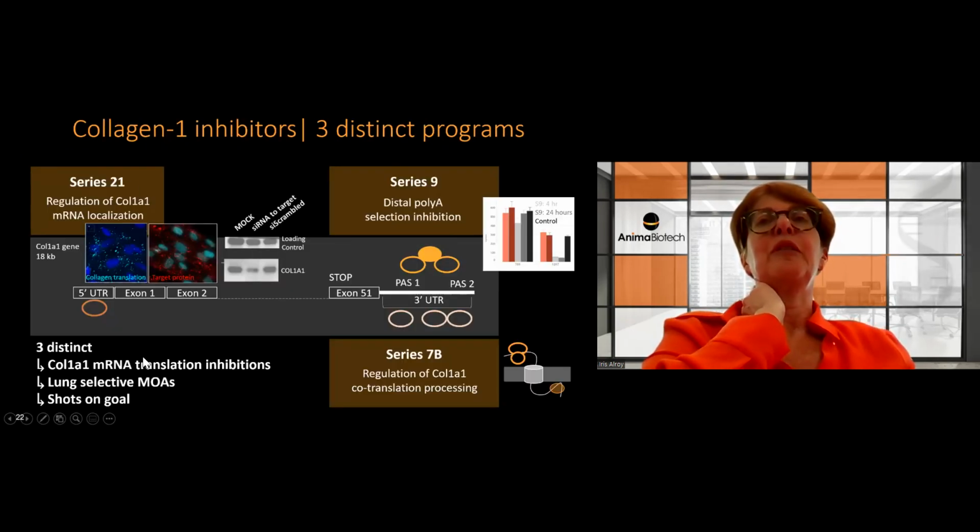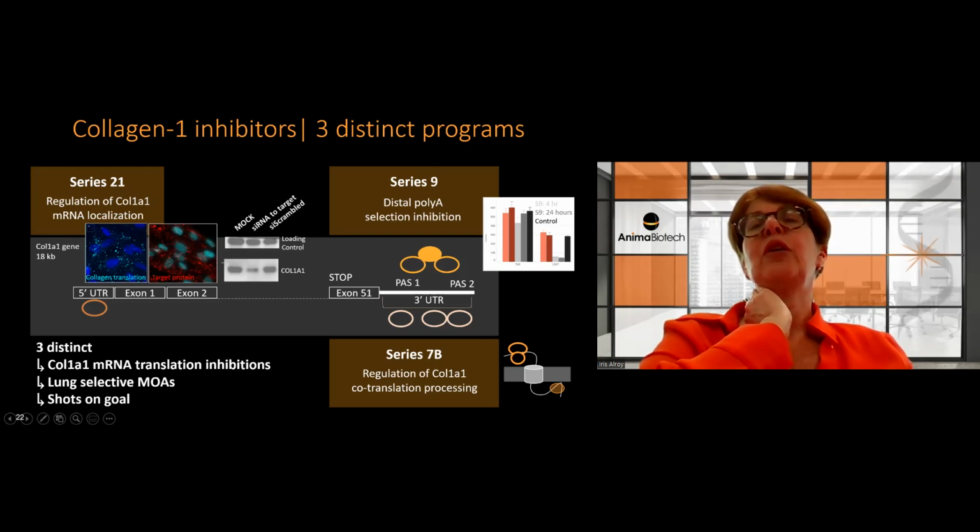Summarizing a lot of experiments we have done, we've identified the mode of action and target for each one of the series. Series 21, it's a protein that is involved in binding to the collagen 1 mRNA and keeping it in the cytoplasm and not being available to ribosomes. And when we use siRNA against this target, indeed we saw a reduction in collagen 1A1 protein translation.